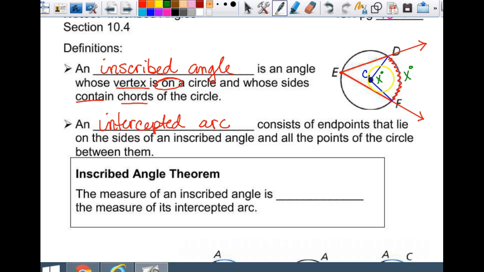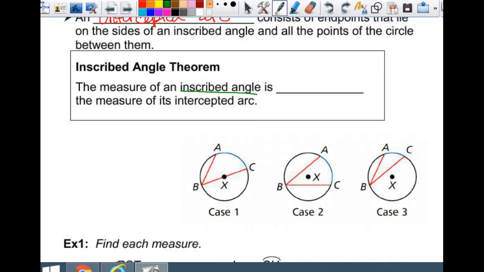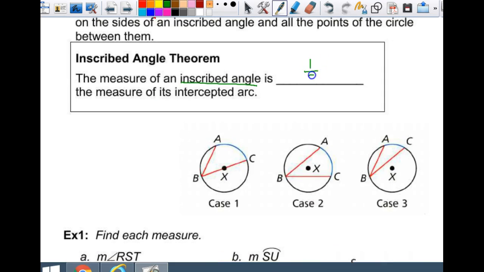And if this angle is the same as this arc, this angle measure right here is half of it. Okay, so it's still a very easy relationship. It's just not as easy as the other one, which was exactly the same. Make sense? Okay. All right, so the inscribed angle theorem, that's basically what that says: the measure of an inscribed angle is half the measure of its intercepted arc.